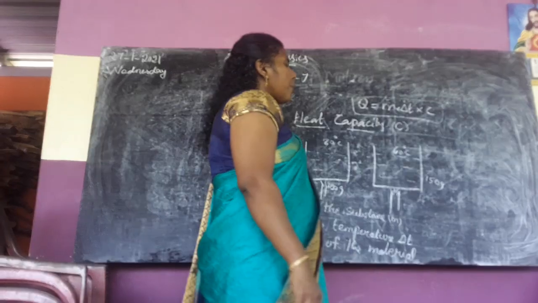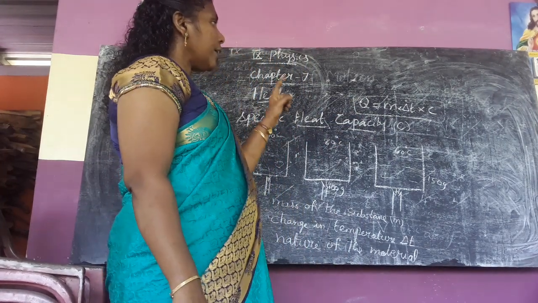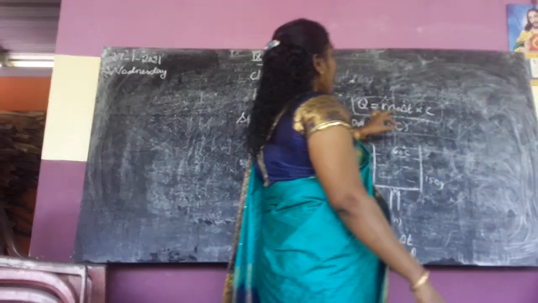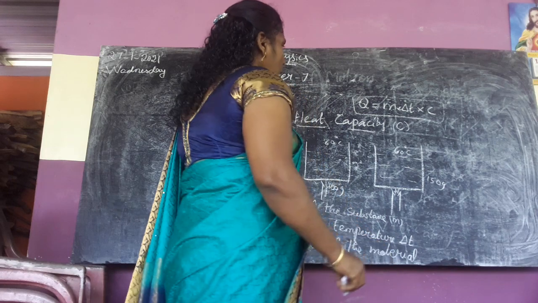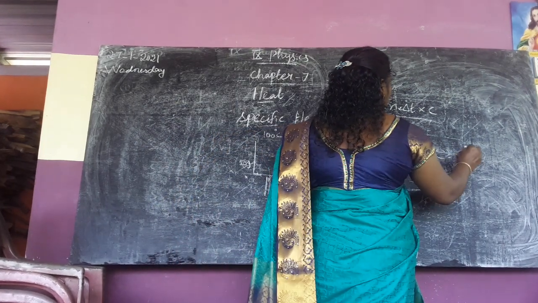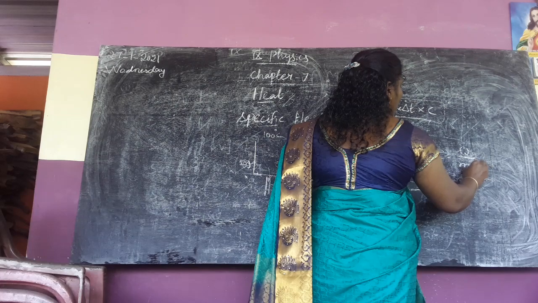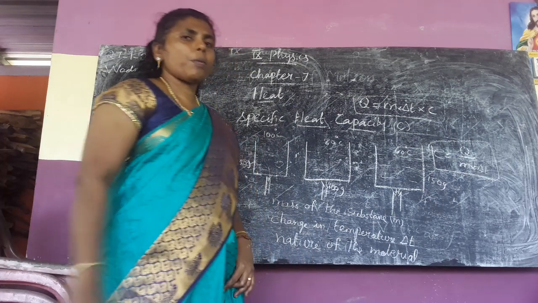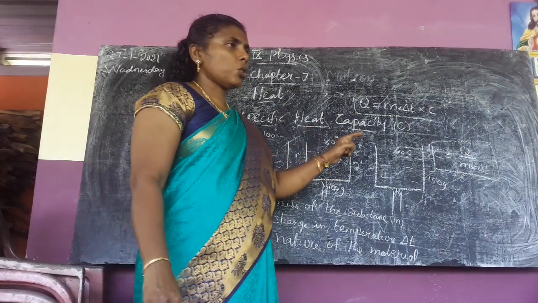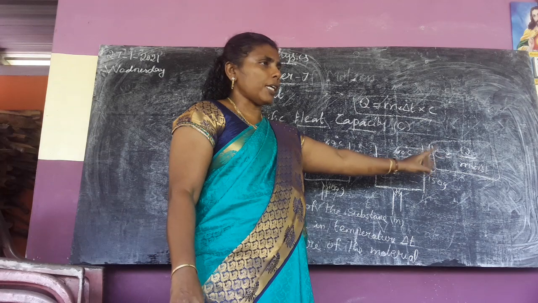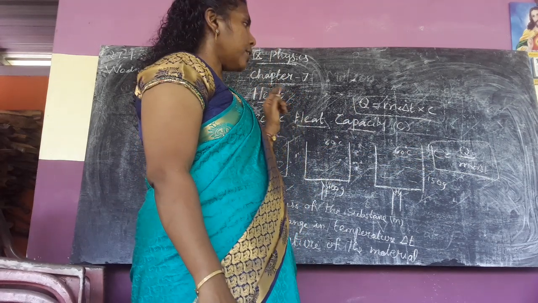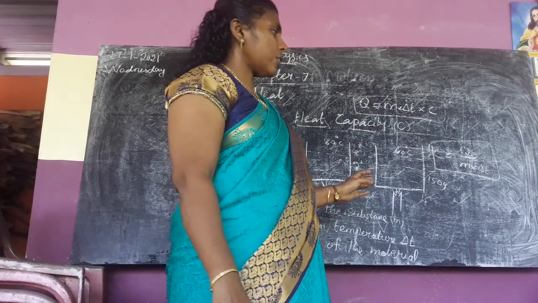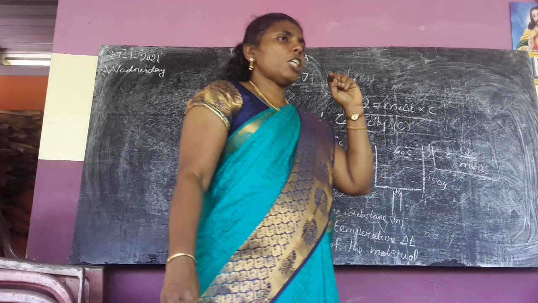So what's the formula? Heat transfer formula: Q equal to M into delta T into C. From this, we can calculate the specific heat capacity. How? C equal to Q divided by M into delta T. This is the formula for specific heat capacity. What is C? Specific heat capacity. What is Q? Heat transfer. What is M? Mass of the substance. And delta T, change in temperature.